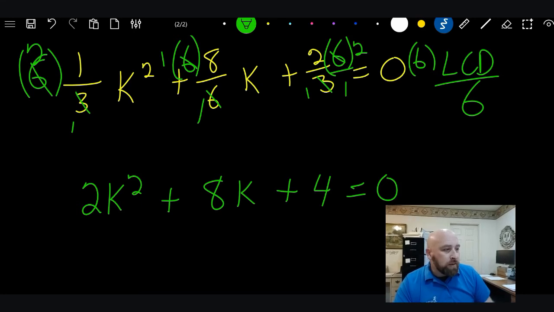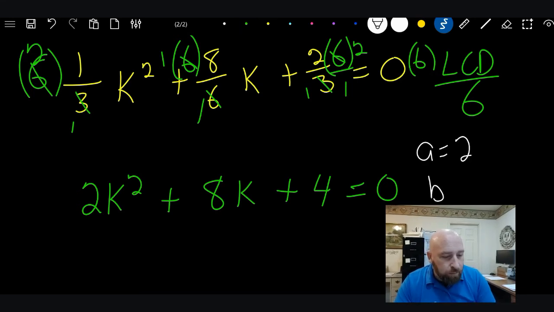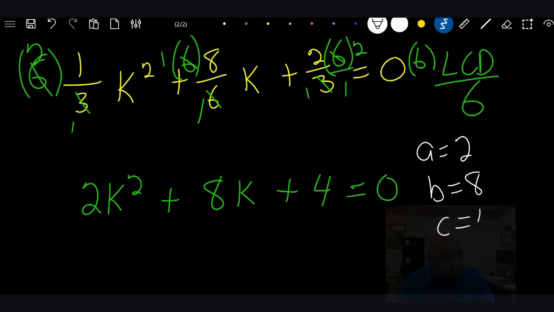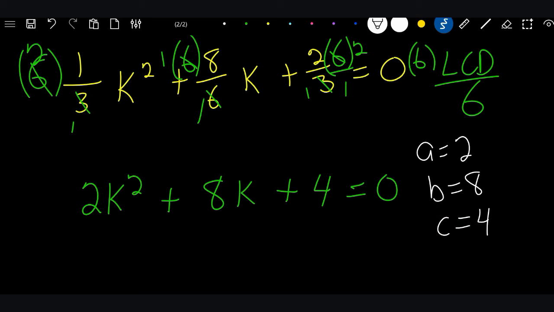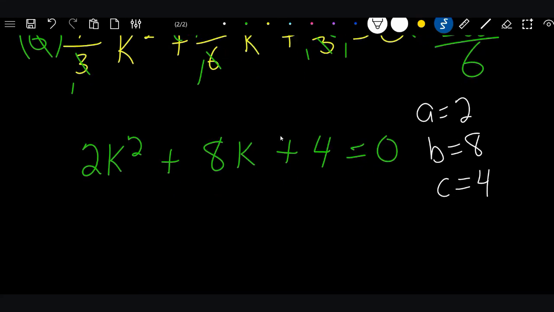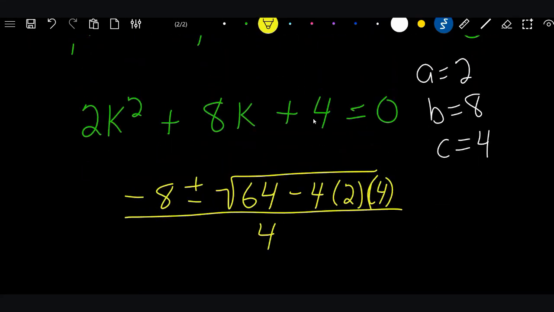All right, so now that's going to give me my A, B, and C. So my A is 2, my B is 8, and my C is 4. And what we're going to do is now plug that into our quadratic formula.